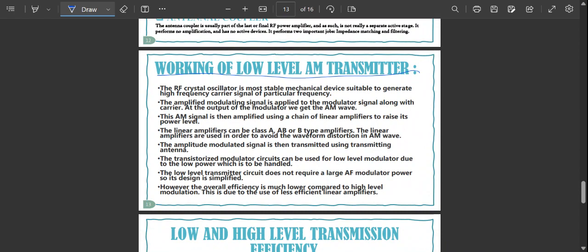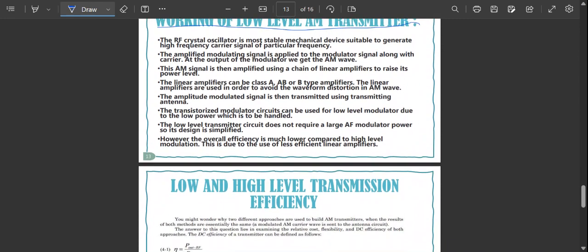The linear amplifiers can be Class A, B, or AB type amplifiers. The linear amplifiers are used in order to avoid the waveform distortion in the AM wave. The low level transmitter circuit does not require a large AF modulating power, and so its design is very much simplified. However, the overall efficiency is much lower compared to high level modulation. This is due to the use of less efficient linear amplifiers.